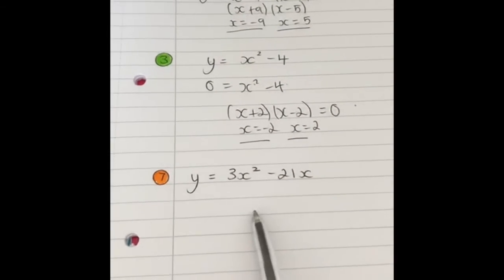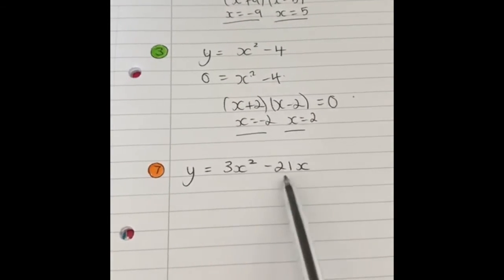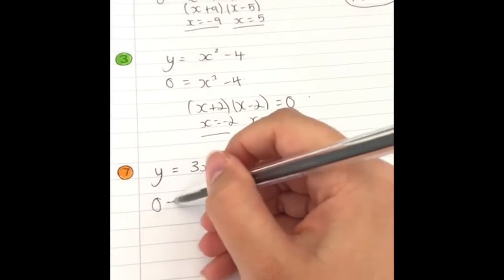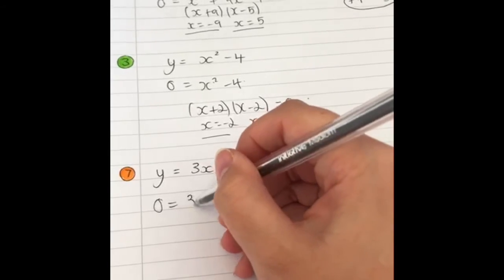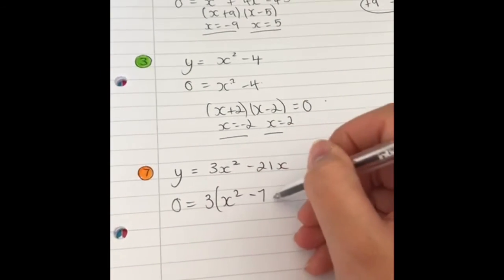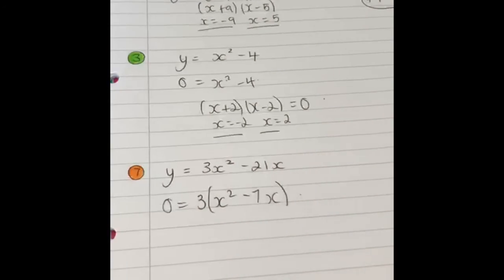And for the last one, very similar to this, but we've just got this factor at the front as well, so we're going to have to take that out first. We know it's equal to 0. I'm going to take a factor of 3 out, because I can take 3 out of that one, and I can take 3 out of that one. So we're left with this.